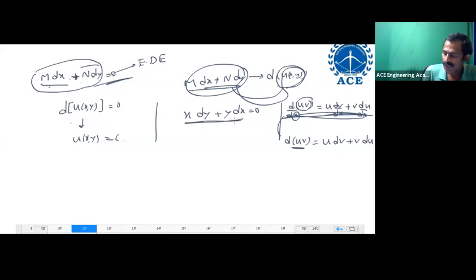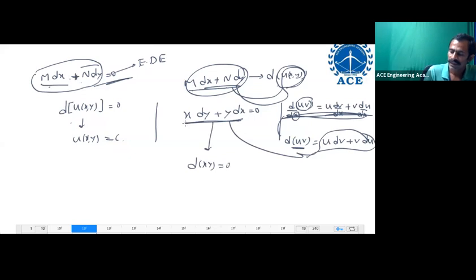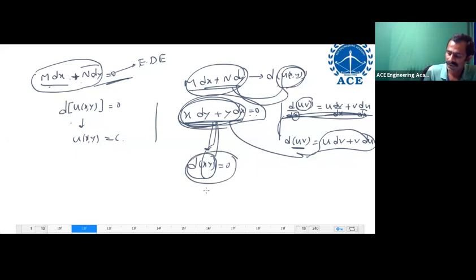Now these two terms are in the form like this. That is why, in place of these two terms, we write d of xy equal to 0. So if you are able to write the two terms as a single term like this, then this sum is the exact differential of the function xy. Because of that, this is an exact differential equation. If you are able to write like this, then directly write the solution xy equal to c as the general solution.